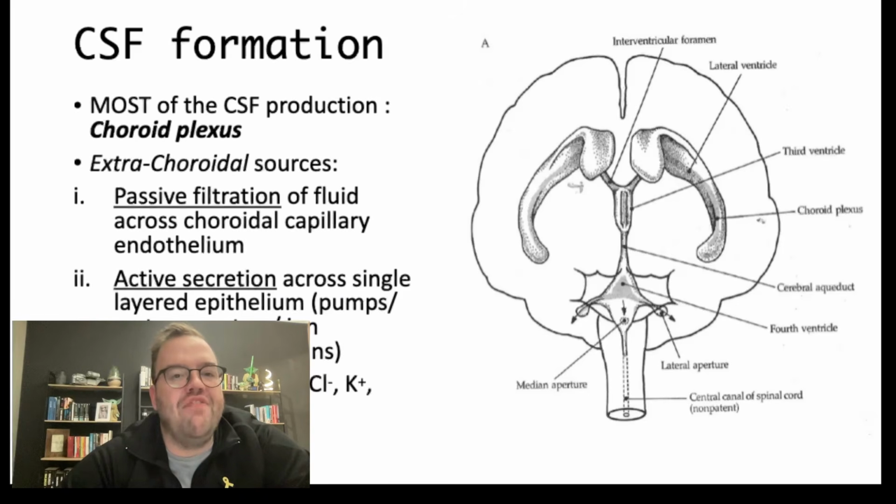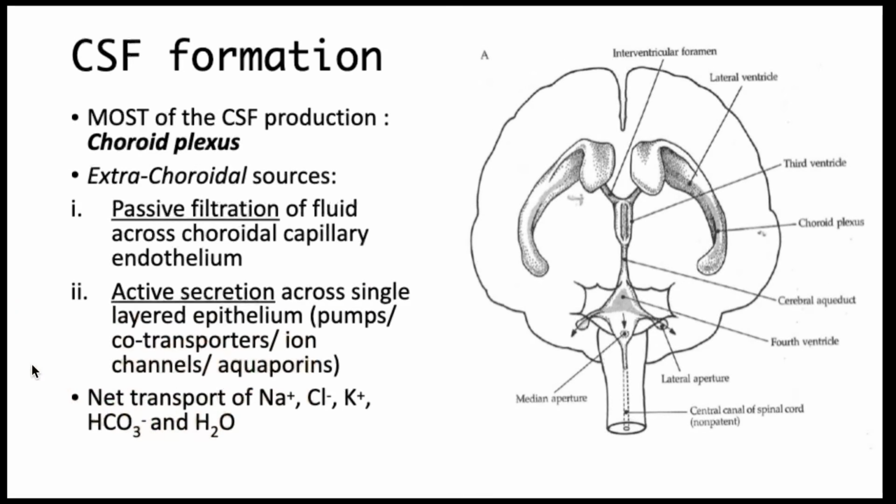How is CSF formed? Well, if you remember, most of the CSF is formed in the choroid plexus. It moves into the third ventricle and the lateral ventricles. It then goes down the cerebral aqueduct into the fourth ventricle, and then it goes down through the median and lateral apertures into the spinal canal.